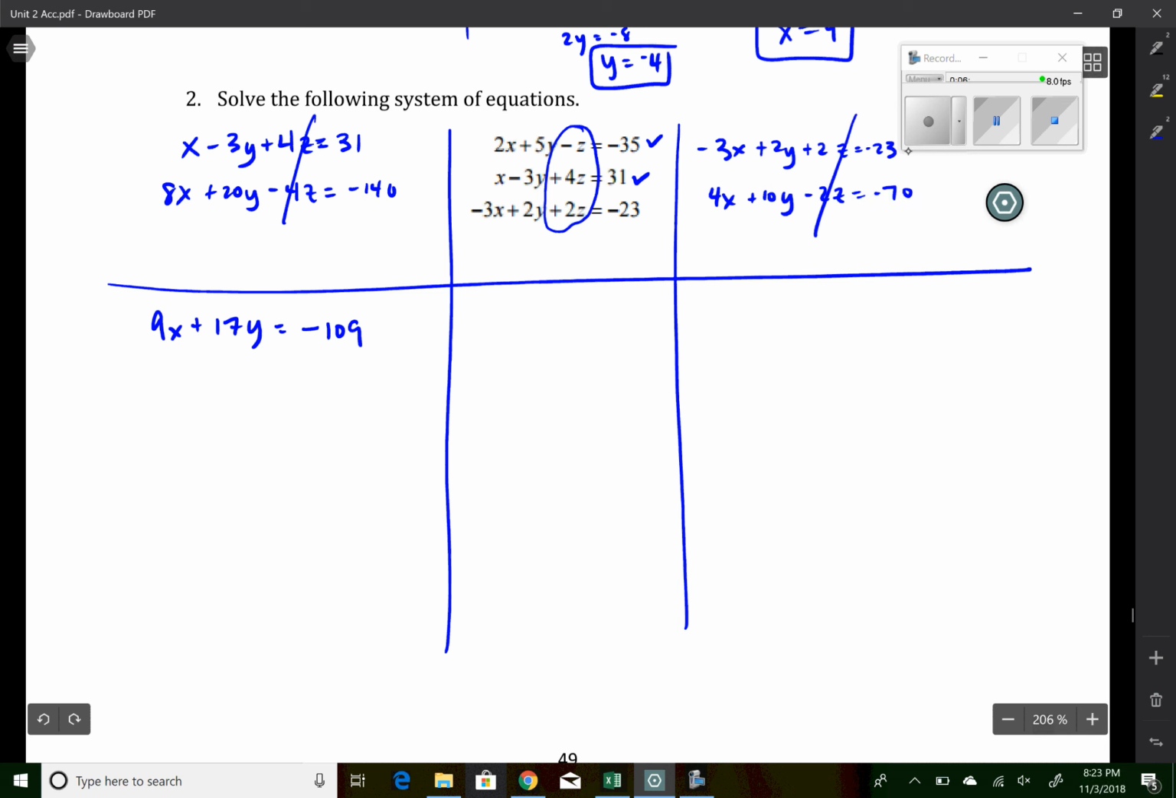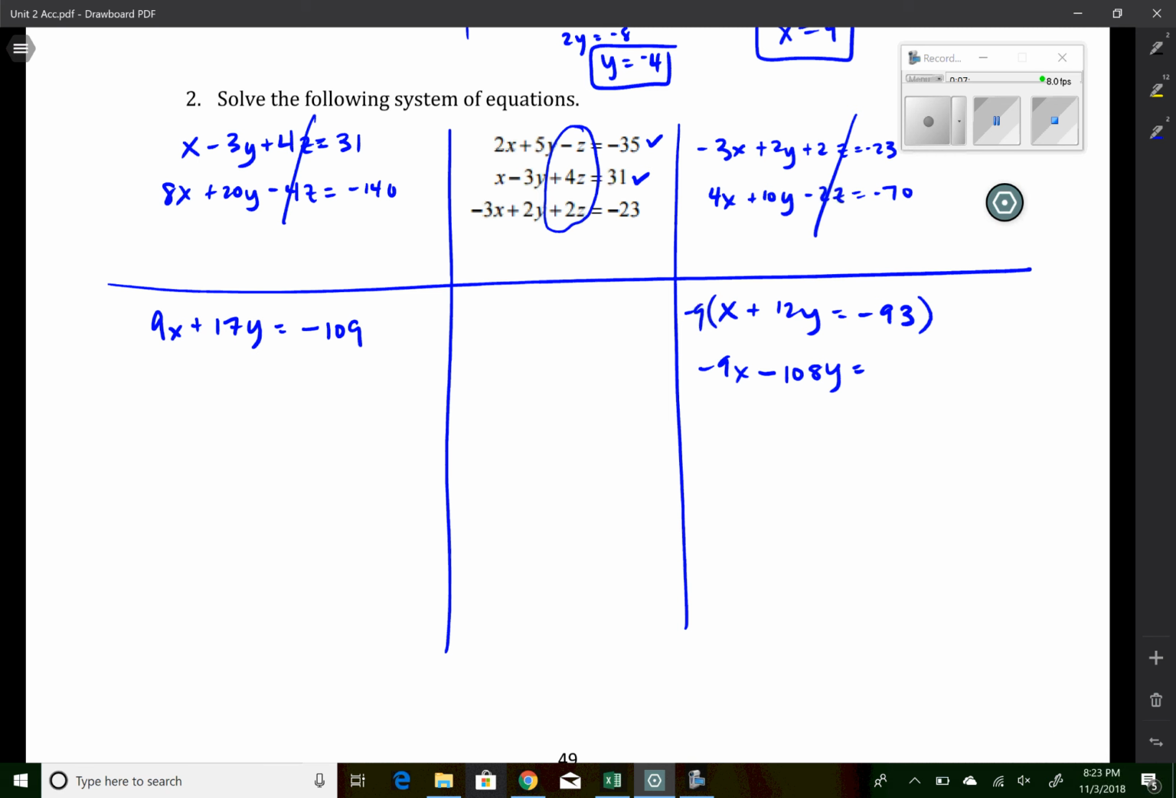The z's cancel, and I'm left with x plus 12y equals negative 93. Again, just like the first problem here, we were not able to just add these two together and have something cancel. So I'm going to multiply this equation by negative 9. That's going to give me negative 9x minus 108y is equal to whatever that is.